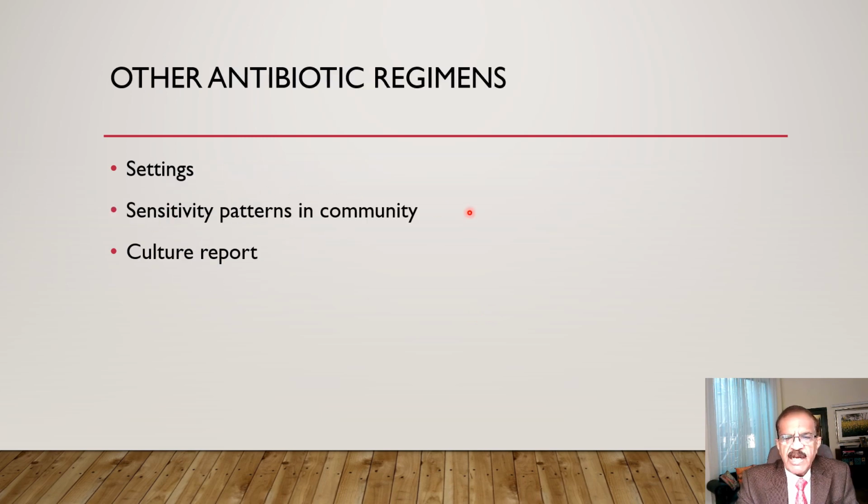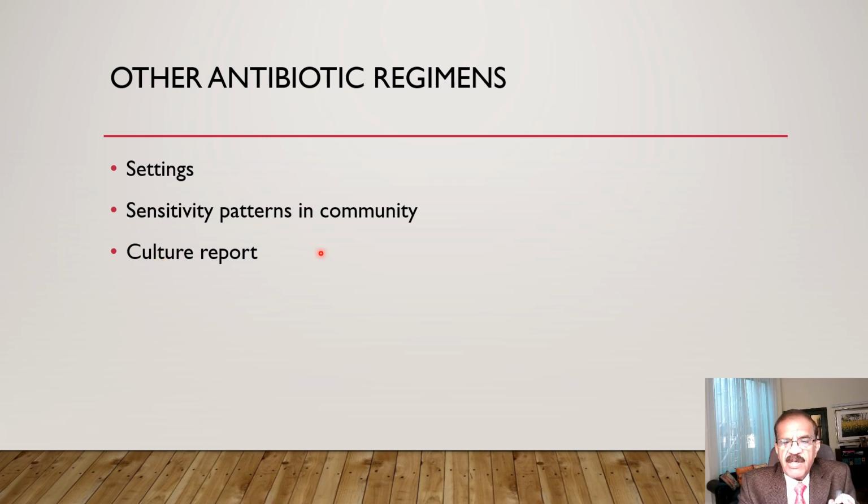Many other antibiotic regimens may be needed. Now, what I mentioned is about community acquired pneumonia. Based on settings, if it is hospital acquired pneumonia, the choice of antibiotic will be very different. If this is ventilator associated pneumonia, choice of antibiotic will be different. If this is pneumonia in a neutropenic patient or HIV patient, the choice of empirical antibiotic will be different.